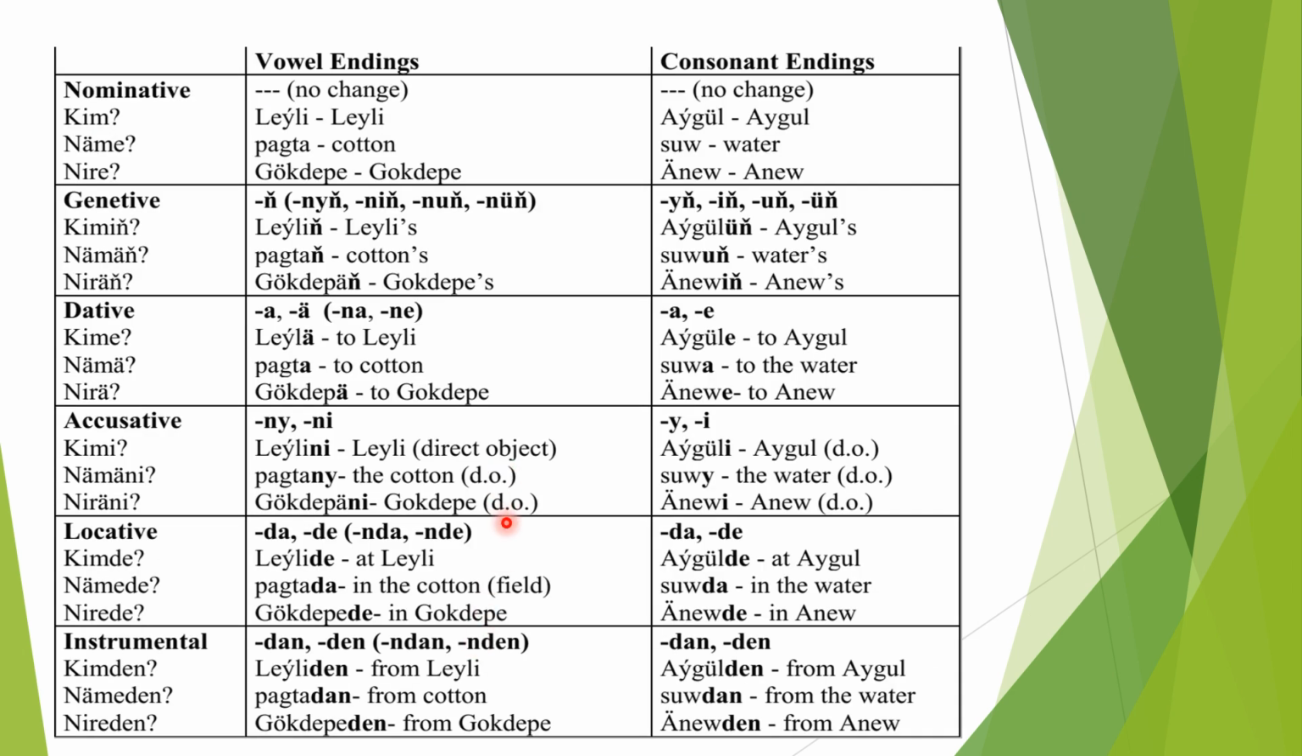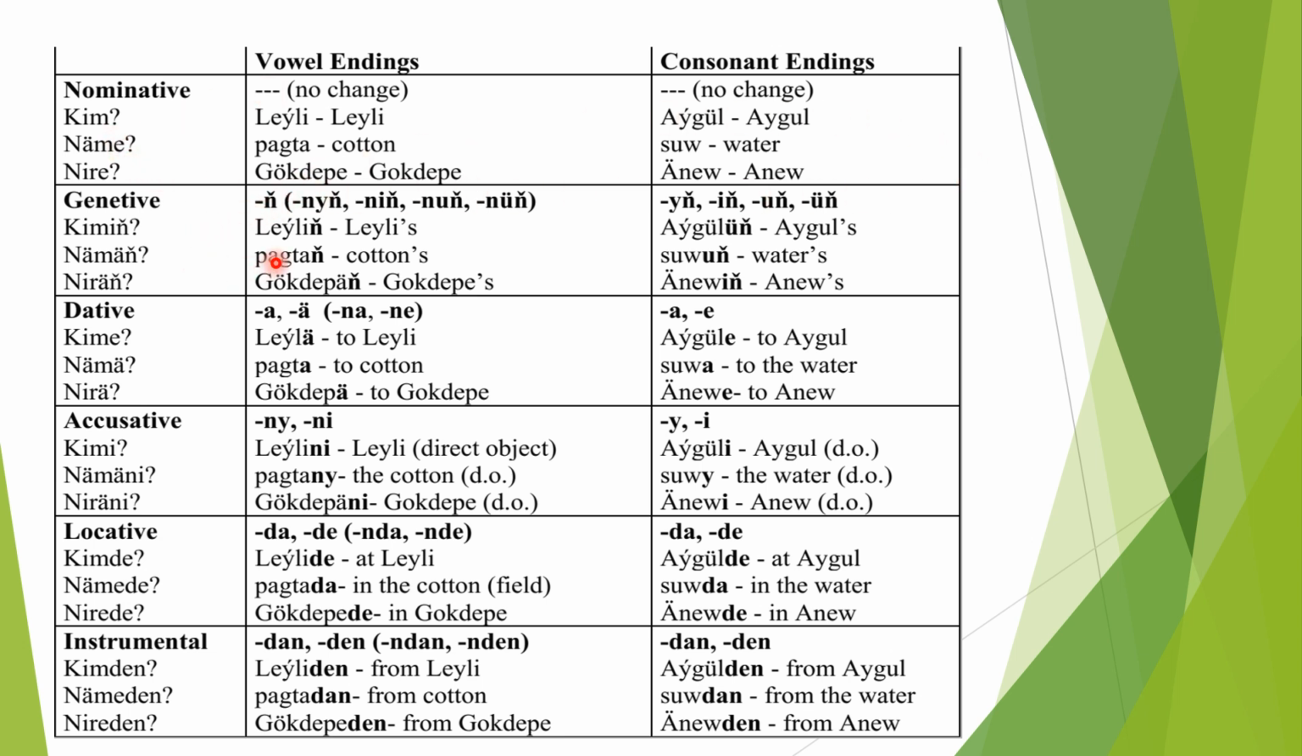So students, now these are the 6 cases with the suffixes, with the examples. Let's review all of them, then we can finish today's video. So nominative case is baş düşüm. Baş düşüm has the questions kim, näme, nire. For example, Leyli is the name of a girl. Parta, cotton. Göktepe is the name of a city not far from Ashgabat. It's a historical place. So kim, Leyli. Näme, parta. Nire, Göktepe. Kim, Aýgul. Näme, suw, water. Anau is another city not far from Ashgabat also. And nire, Anau. So no change, no suffixes in the baş düşüm.